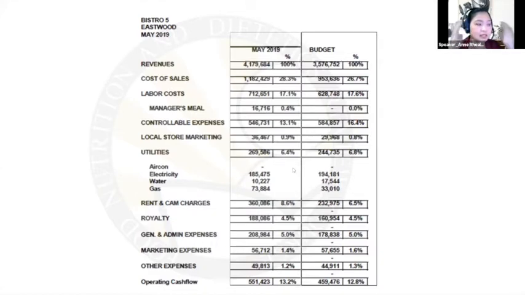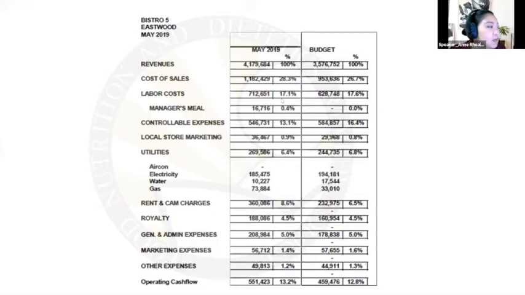So with this sample P&L report, this is for a restaurant operation with a revenue of 4 million pesos for 1 month. This serves as an example only. So comparing to the budget na sinet ng general manager, which is 3.5 million, the actual revenue is 4 million. So we are seeing a good P&L presentation or good financial report.